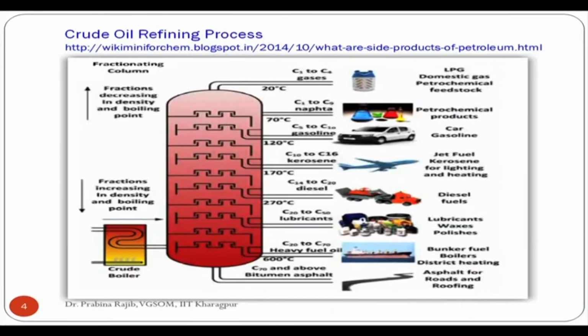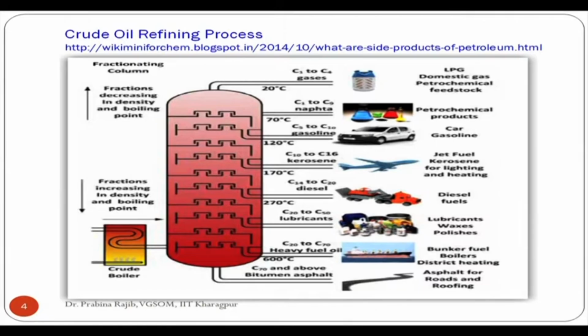This particular image I have taken from the website which is mentioned here. There are many images available on Google explaining the process of refining, but this particular picture I personally like. If you can see, the crude oil goes into the boiler. Depending on the temperature, you have LPG, different petrochemical products, gasoline, that is your petrol, jet fuel, kerosene for lighting and heating, diesel fuel, different kinds of lubricants, waxes and polishes, and bunker fuel. Bunker fuel is the fuel used by big ships for carrying different goods from one country to another country.